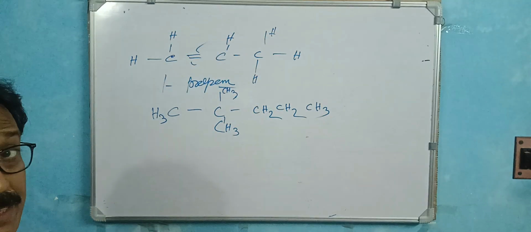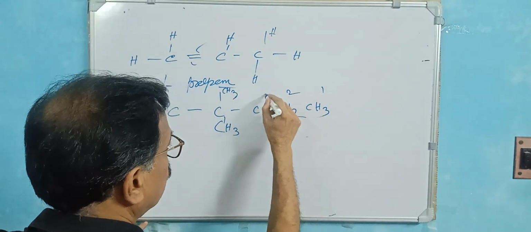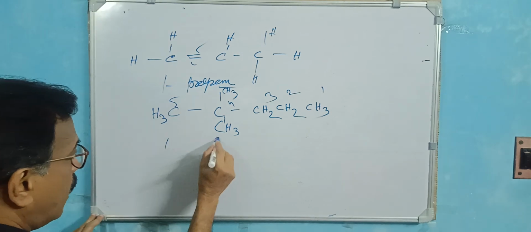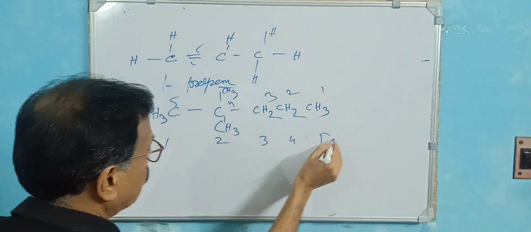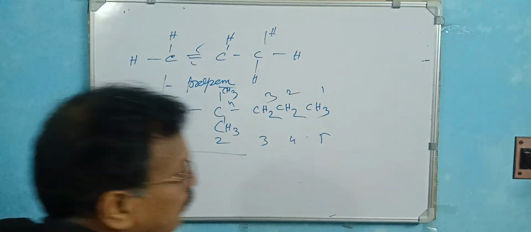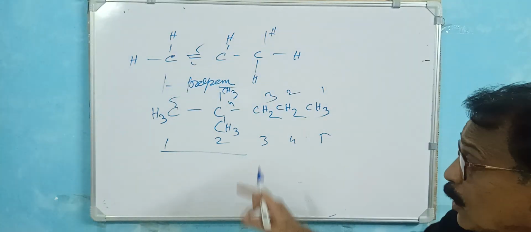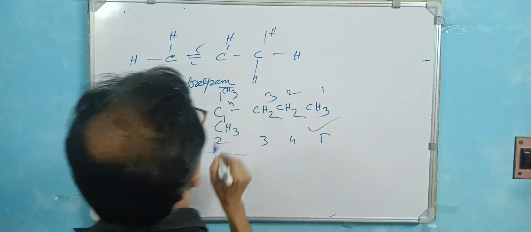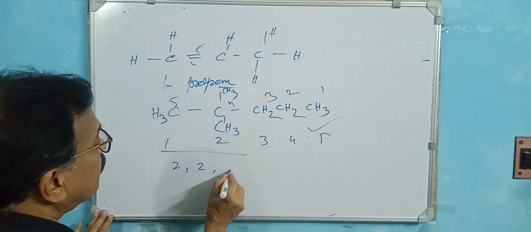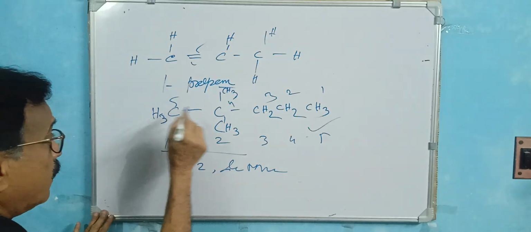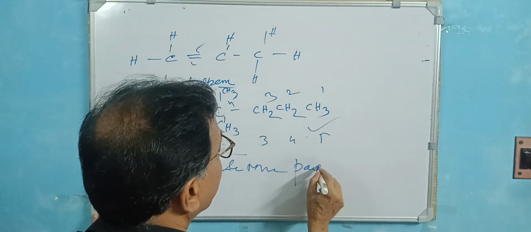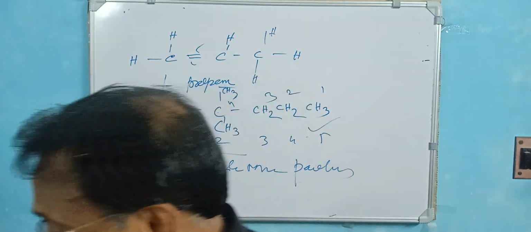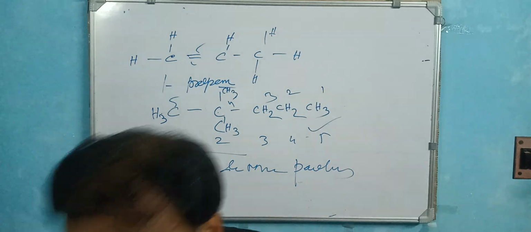Now, what is the numbering? If this is 1, 2, 3, 4, 5, in that case this is the fourth position. But in the other case, it is 1, 2, 3, 4, 5. So it starts this way because this is the lower number. What is the position of this? This is the right position, 2, 2. So 2,2-dimethyl, then 1, 2, 3, 4, 5 pentane, the single bond pentane. This is the way of numbering or nomenclature. Okay, so in this way you solve it.